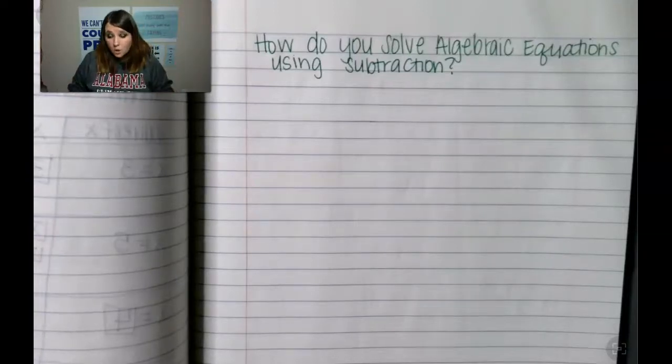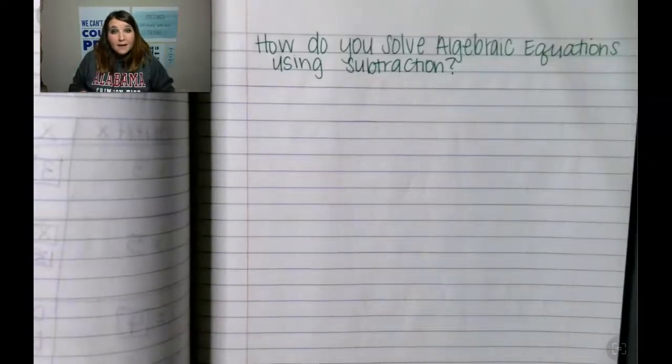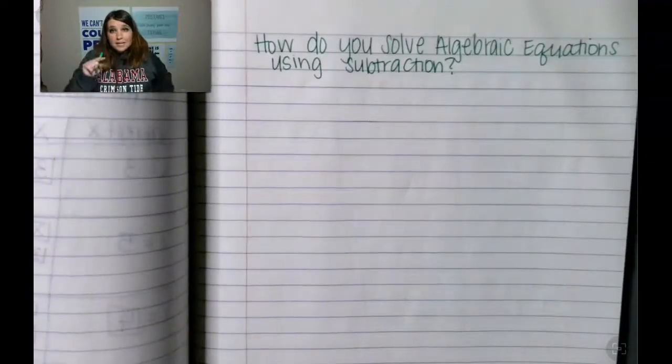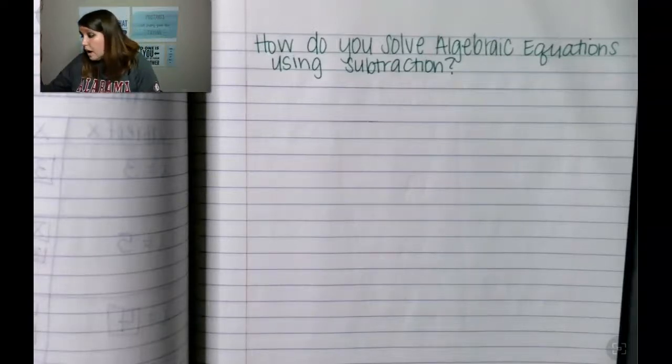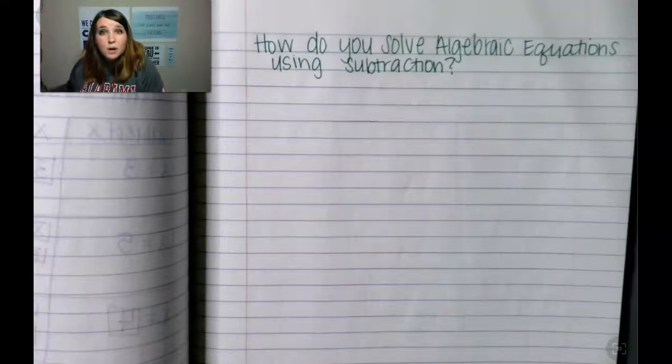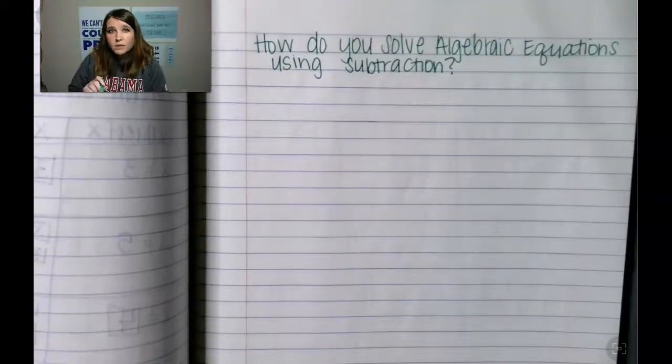Okay, so algebraic equations have an equal sign. That's why they're called equations, because they have an equal sign. And that equal sign is our balancing point. So it's going to be really important that we use this balancing point.